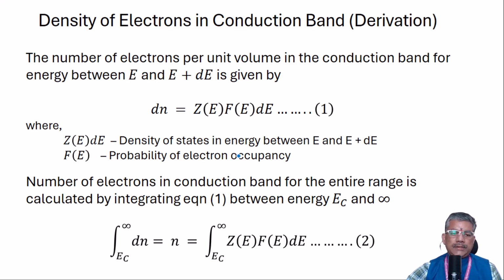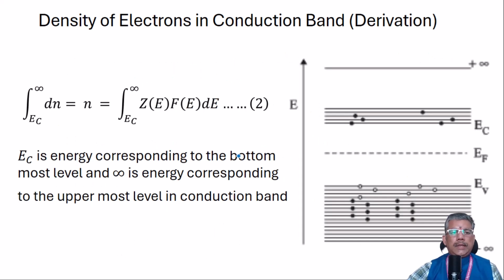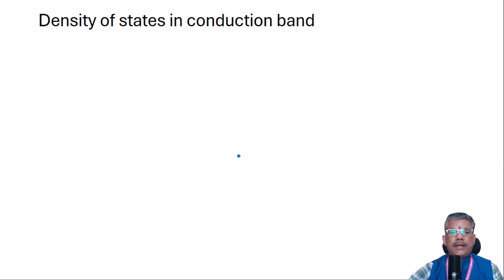integral EC to infinity dn equal to n equal to integral EC to infinity Z(E) F(E) dE. So here EC is the energy corresponding to the bottommost level, and infinity is the energy corresponding to the uppermost level in the conduction band.